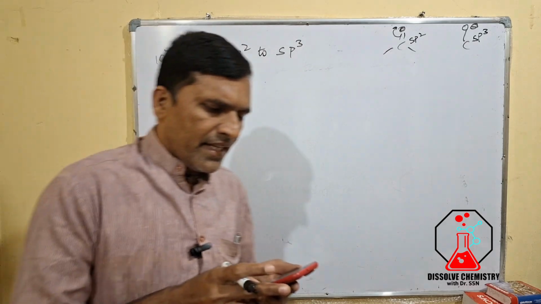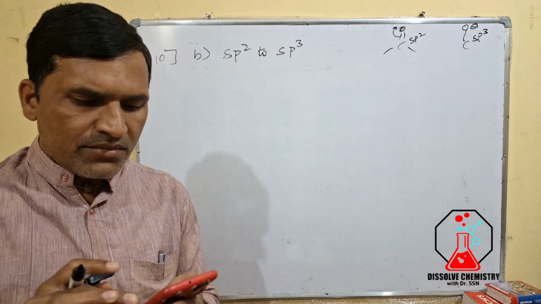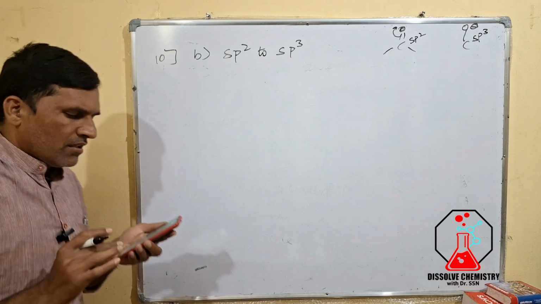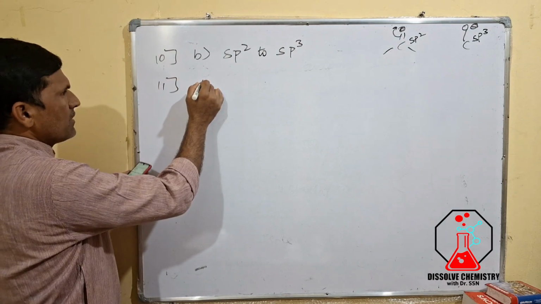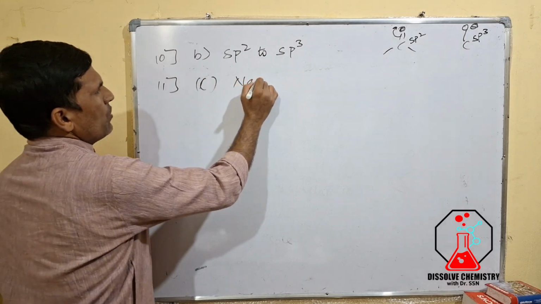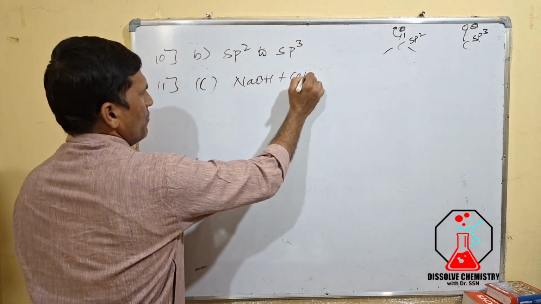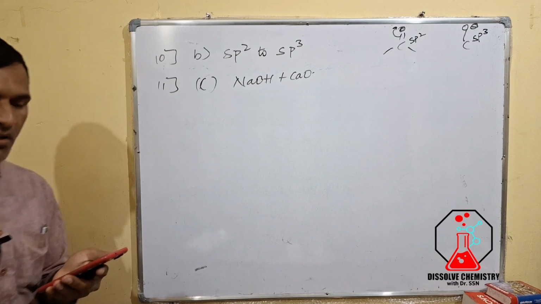Okay, then next is the 11th question: the decarboxylating reagent is a mixture of, that is option C, NaOH plus CaO, calcium oxide.